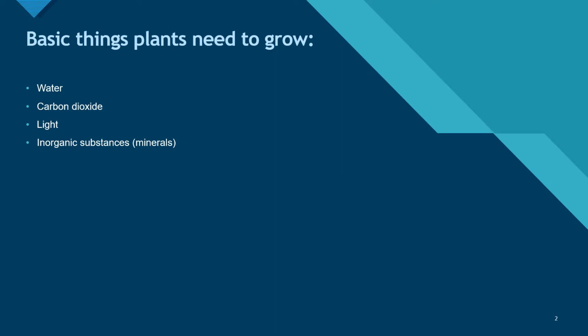However, as we'll learn later in this lesson, some of those things aren't necessarily needed for plants to actually grow. And plants can grow sometimes without these things. But basically, these are the things that plants need to grow. And it is very important for plants to get these things. So let's start off at the very bottom with soil.